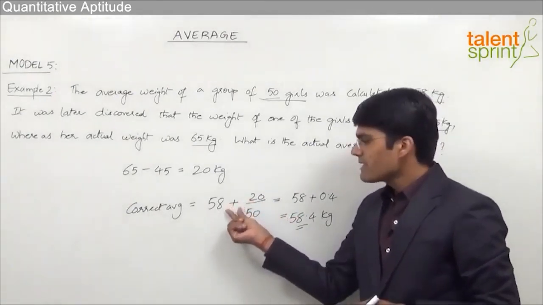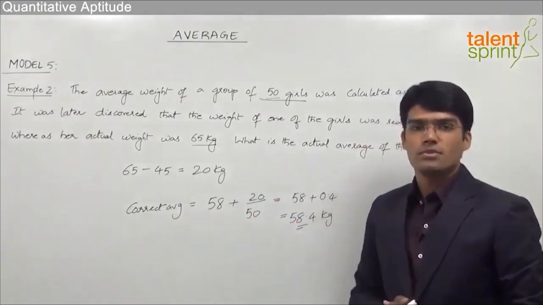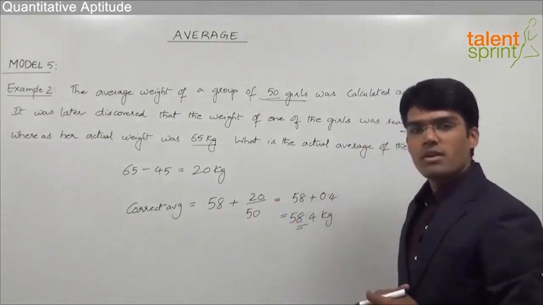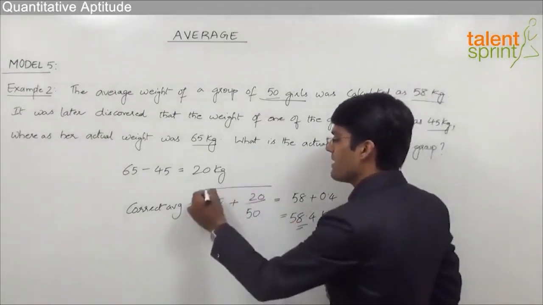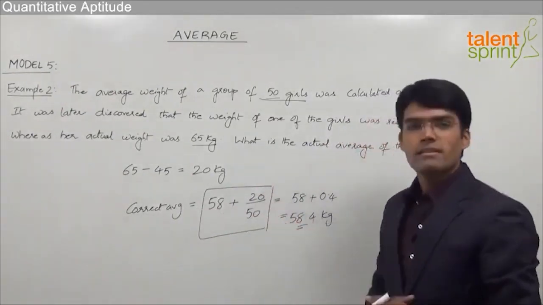We should take plus when the correct average should be more, and we should take minus when the correct average should be less. So avoid writing all the steps and simply get the answer by taking the wrong average plus or minus the difference divided by the number of elements.